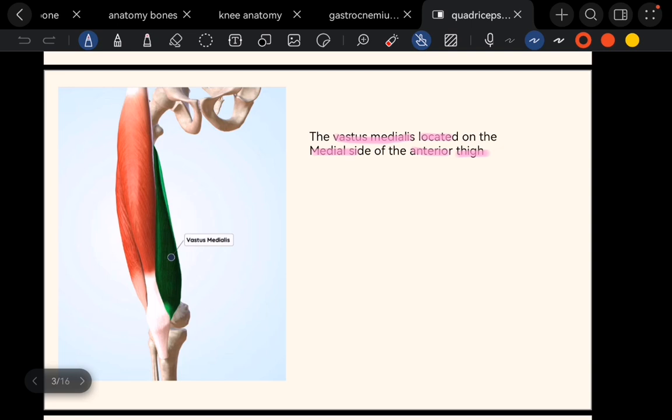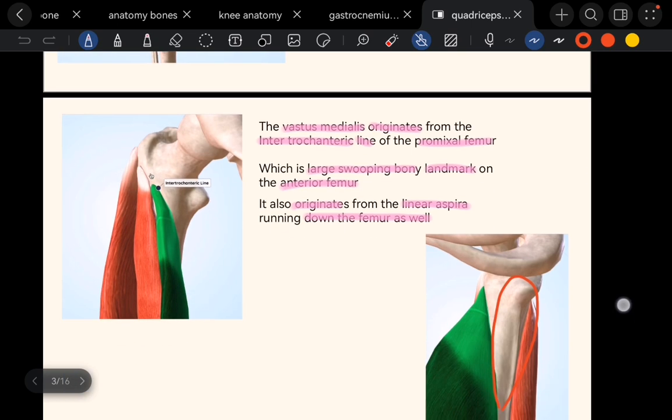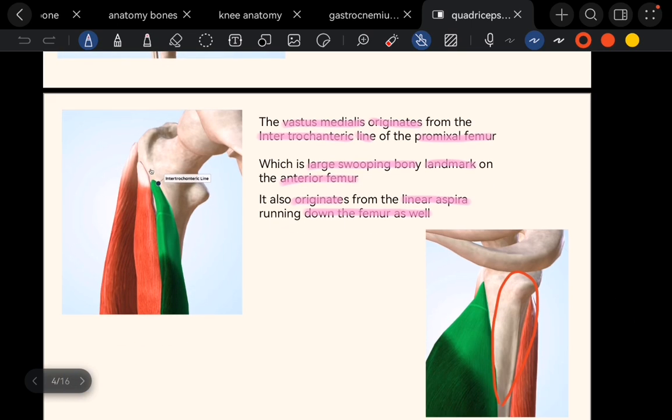Next muscle is basically called the vastus medialis. The vastus medialis is basically a muscle that is found on the medial side of the anterior thigh. This muscle actually originates from the intertrochanteric line of the femur, more on the proximal side. It also originates at the linea aspera of the femur, running down the femur. Okay.